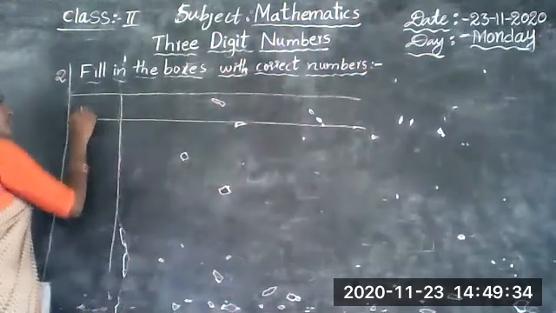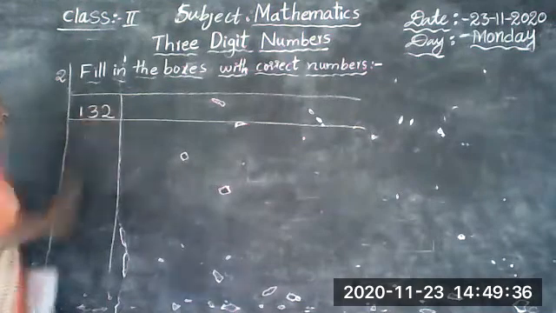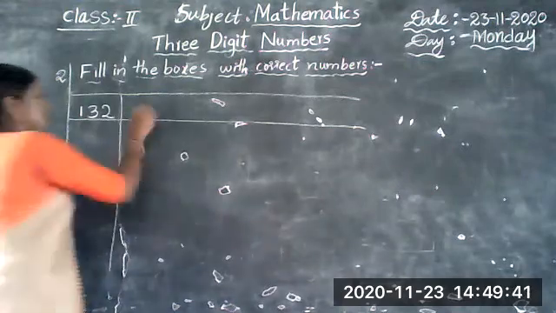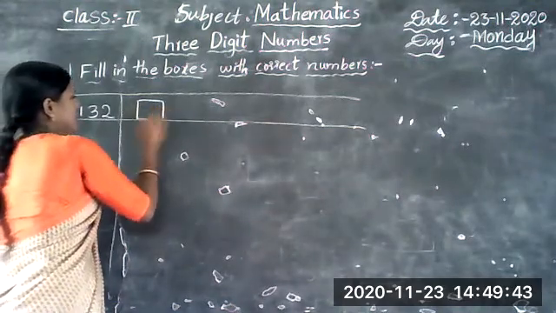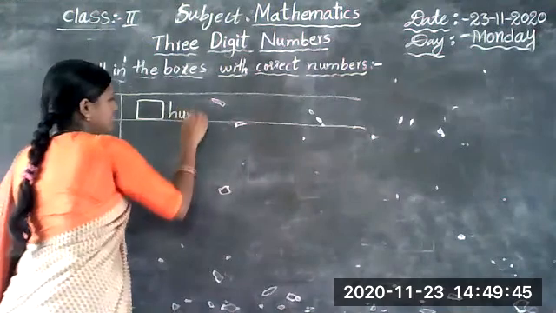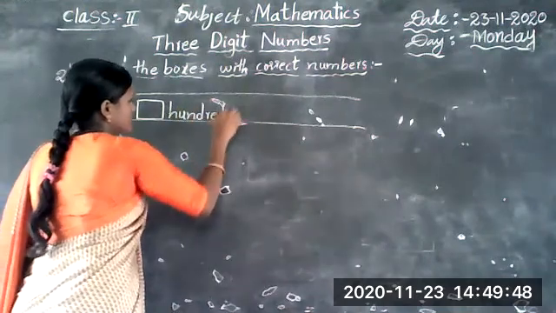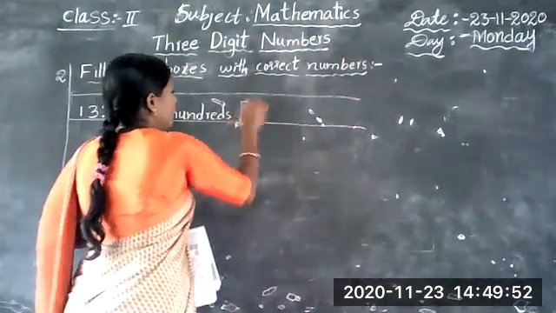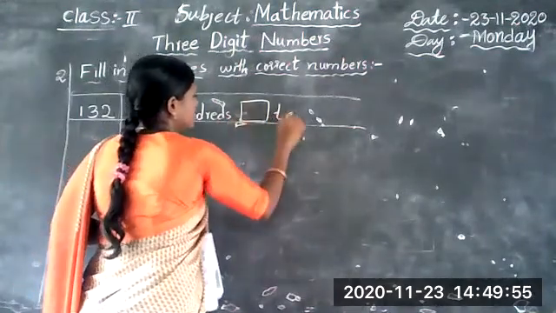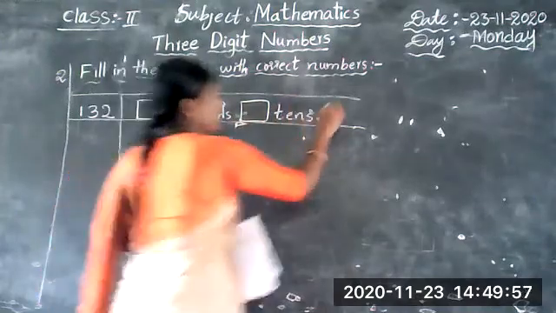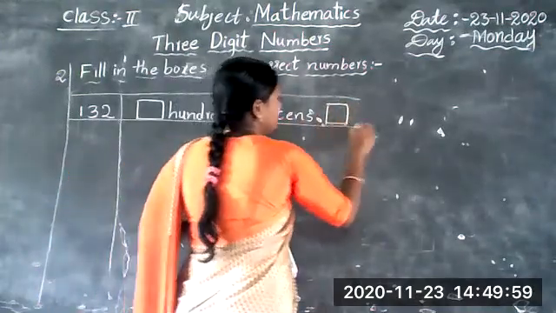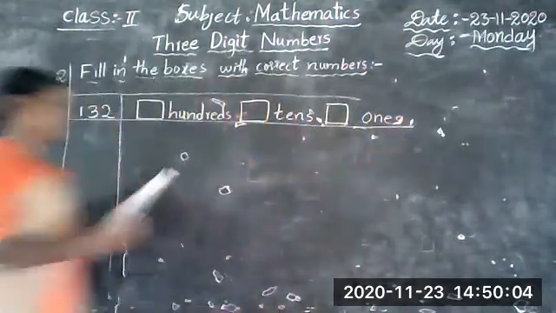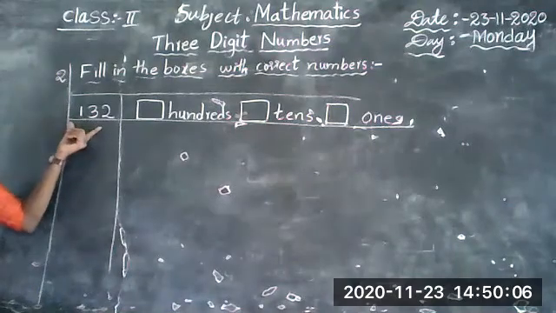First, 132. What is this number? 132. So in this 132, what we write? How many hundreds, plus how many tens, how many ones? See here, 132. What is this number?